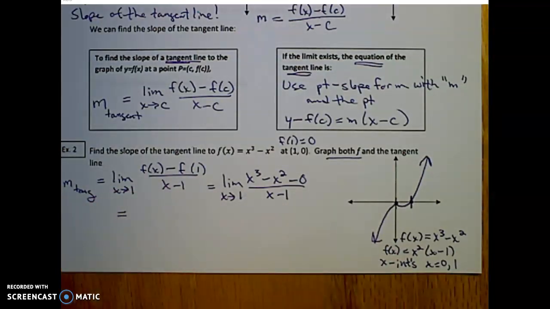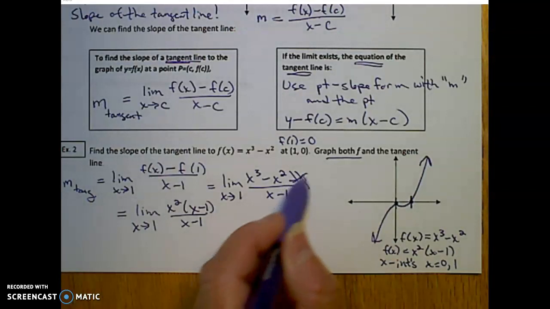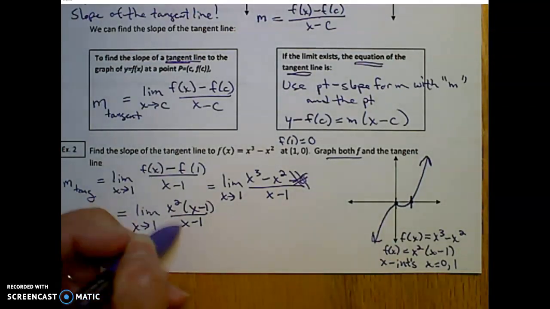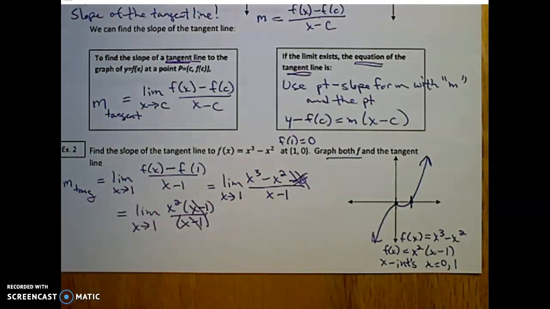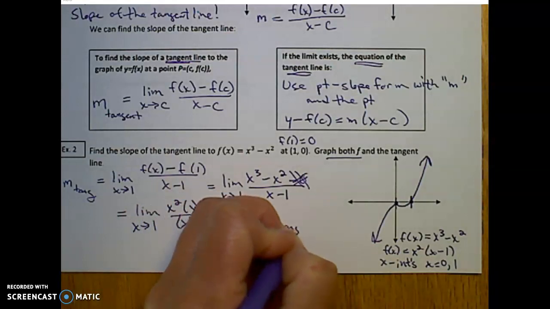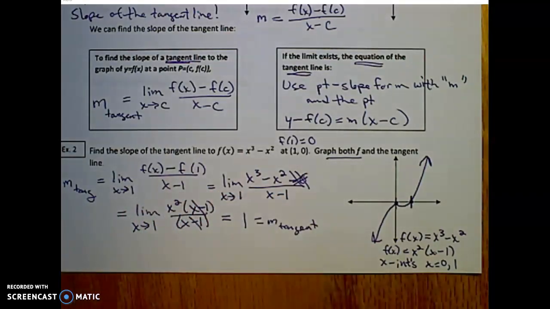Let's clear up that problem spot. Okay, that 0 goes away. I can factor out an x squared. I can eliminate that problem spot. And now I can plug 1 into that limit. It's defined at 1 once I get rid of that problem spot. 1 squared, which is 1. Alright, and that's the slope of the tangent line. So I've got the slope of the tangent line as 1.